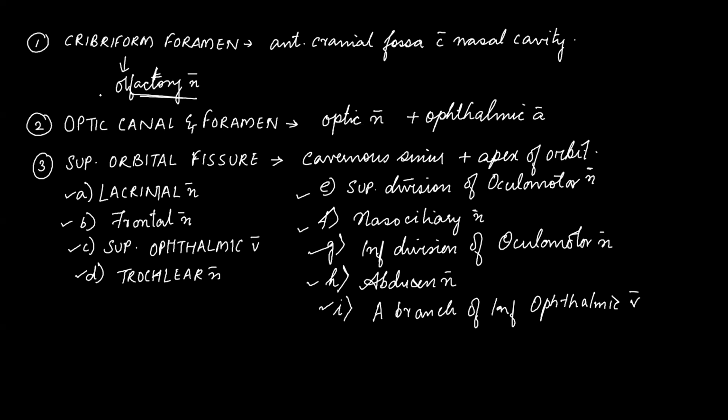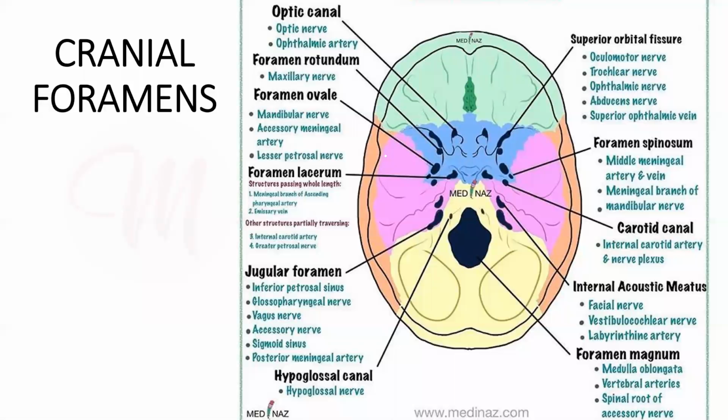So these three we have already seen: cribriform foramen, optic canal and foramen, as well as superior orbital fissure. See over here, superior orbital fissure is this one, and this is the optic canal. And what is the other one which we saw? We saw cribriform. This cannot be seen over here because that is in the ethmoid bone, right? Okay, now next one we are going to deal with.